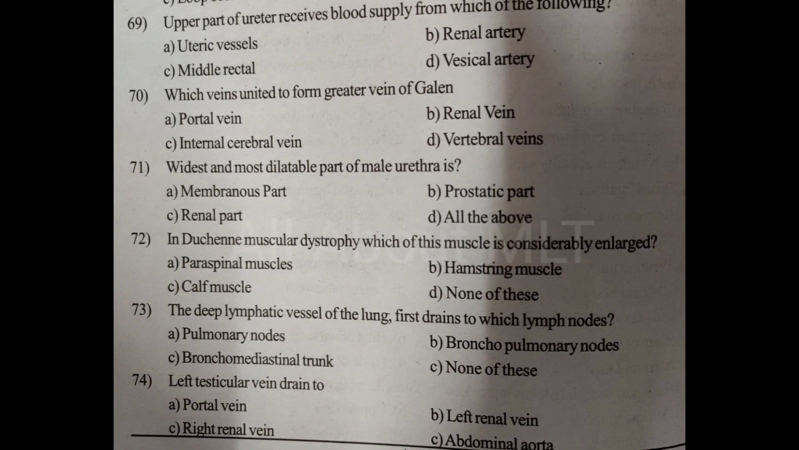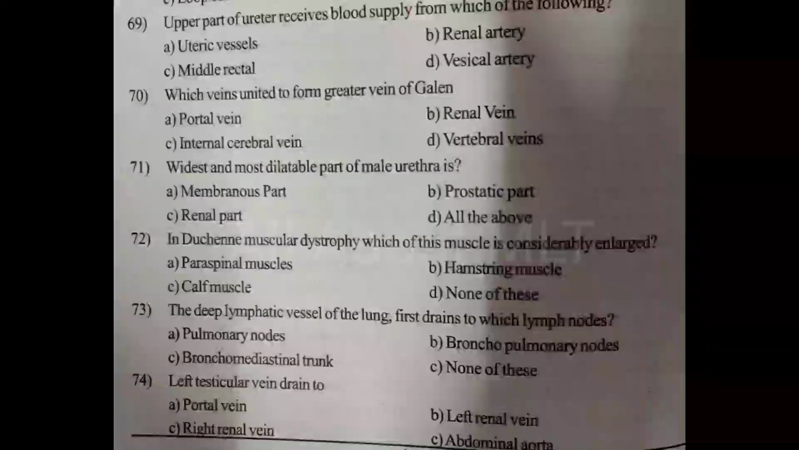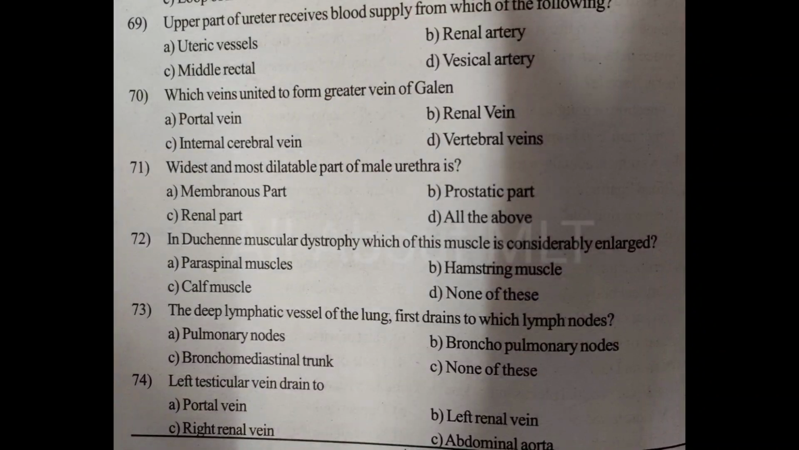Which veins united to form great vein of Galen? Option A, portal vein. Option B, renal vein. Option C, internal cerebral vein. Option D, vertebral veins. Answer is option C, internal cerebral vein.